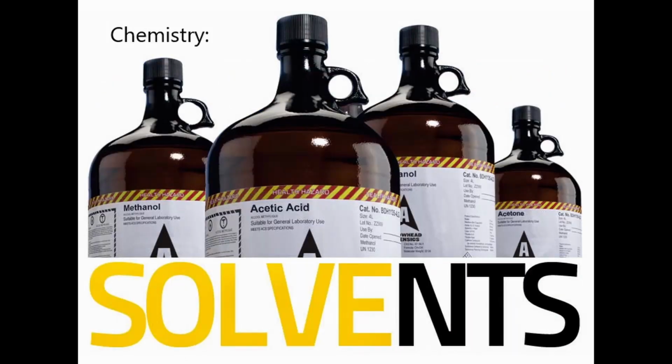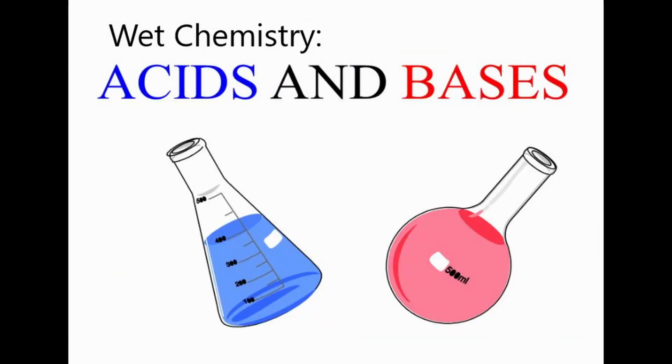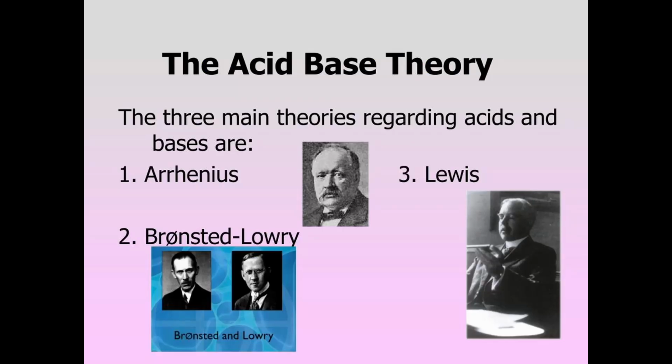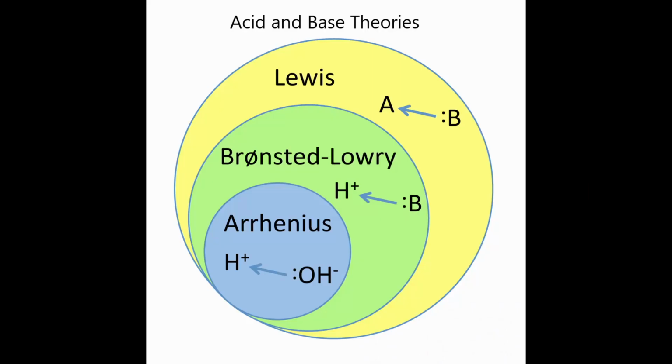I hope you were able to see my introduction to solvents and solutions. We can now discuss a key topic of chemistry, which is acids and bases. There are three definitions of acids and bases. There is the Arrhenius acid-base theory, the Bronsted-Lowry acid-base theory, and the Lewis theory of acids and bases. Each theory gets broader and encompasses the earlier theory.